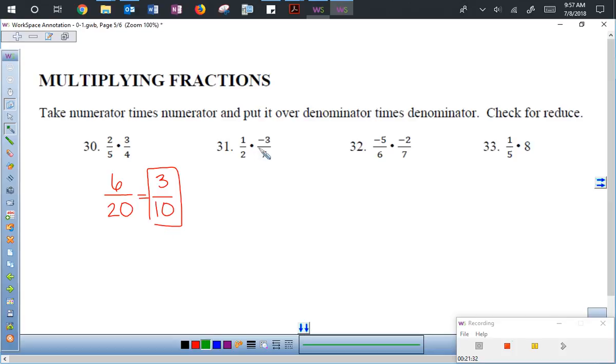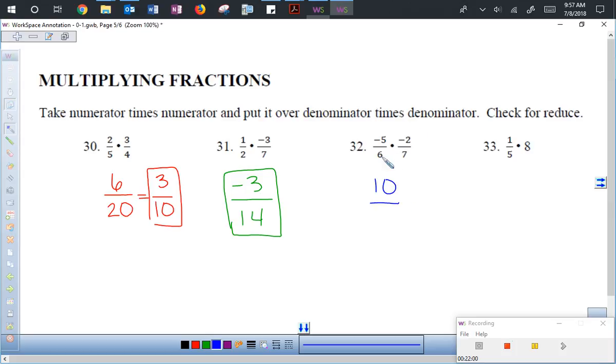On number 31, we're going to take numerator times numerator. So I'll have 1 times negative 3, which is negative 3, over 2 times 7 in the denominators, which is 14. Double check to see if it can reduce. 3 cannot go into 14, so we are good to go. On number 32, numerator times numerator, negative 5 times negative 2 is a positive 10. Denominator times denominator, 6 times 7 is positive 42. And let's see if this can reduce. So 10 and 42, a 2 can go into both of those. So 10 divided by 2 is 5. 42 divided by 2 is 21. Box your answer.